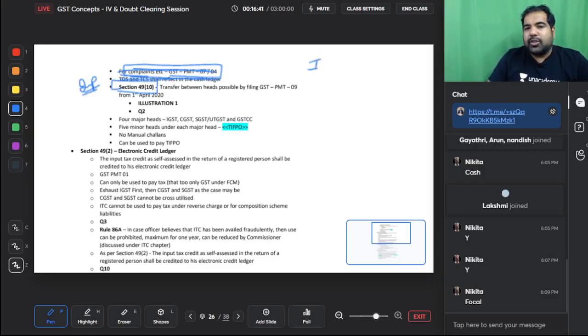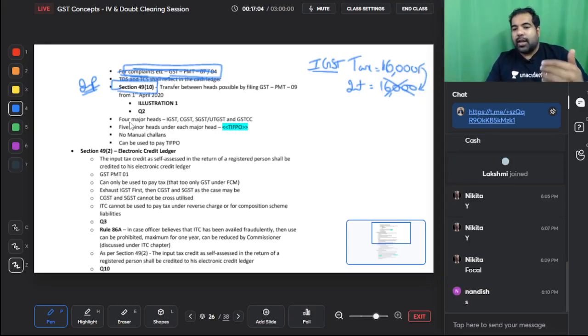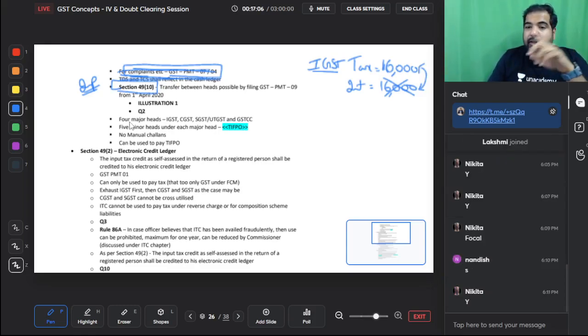Guys, you paid IGST tax of 10,000 rupees, or let's say 16,000 rupees, but actually you made a mistake. You had to pay IGST interest of 16,000 rupees. So you made a mistake. Can you transfer it from one account to the other? Guys, can you transfer money from your HDFC account to your ICICI account? Yes. Earlier you could not do it. Earlier you had to take a refund.